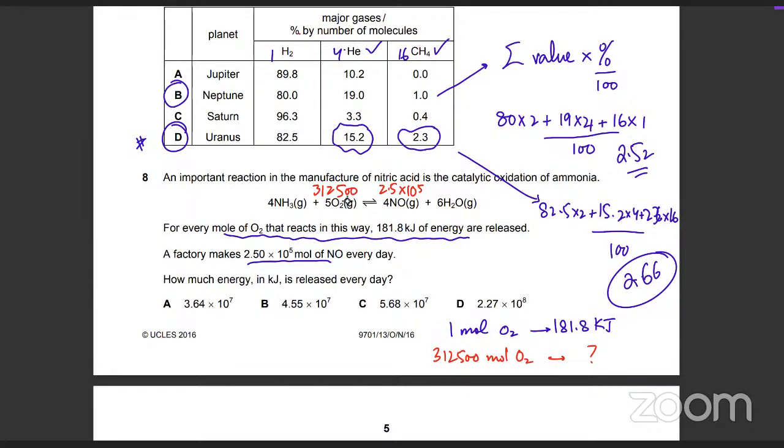According to the ratio, how much energy would be produced? It's 5.68 times 10 to the power 7, right? So that's going to be C. Okay, is this clear? Yes, sir.